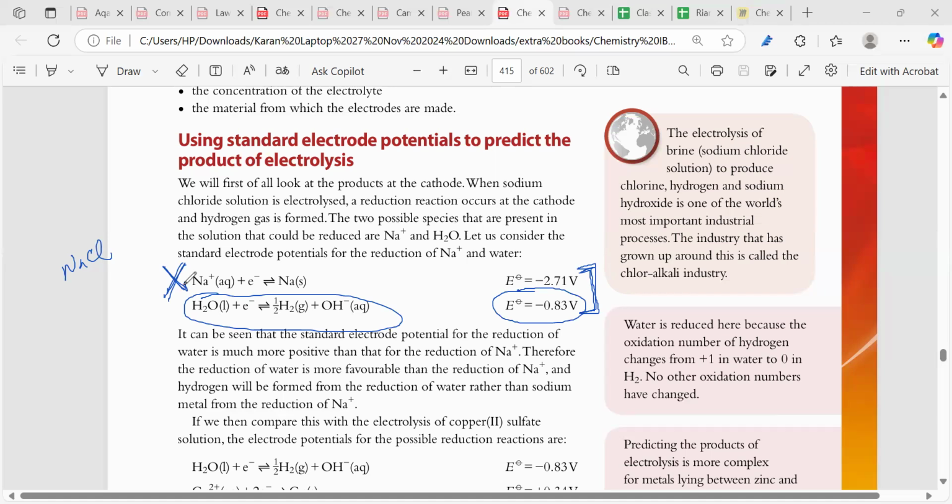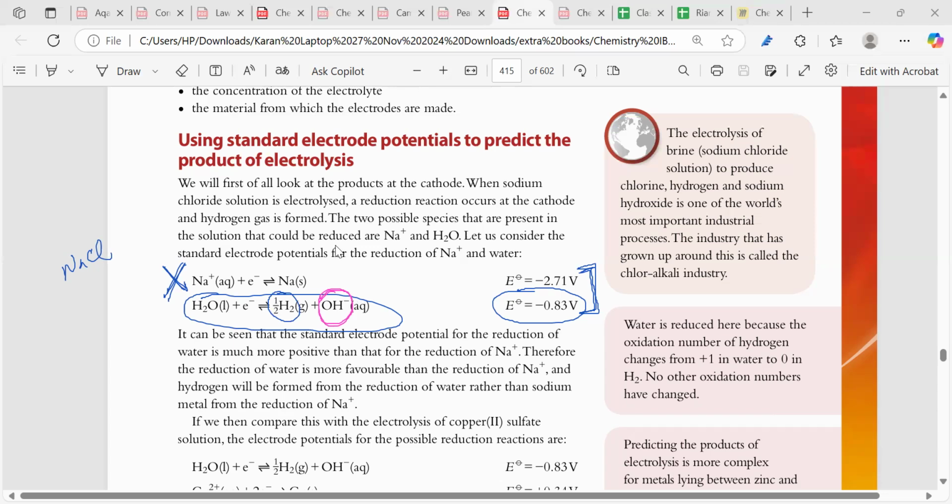Got it? Now water will be going, and what is the product you're getting? Hydrogen gas. The cathode will be getting a basic solution also generated there. OH- will be generated there. Is it clear? Did you get this point?